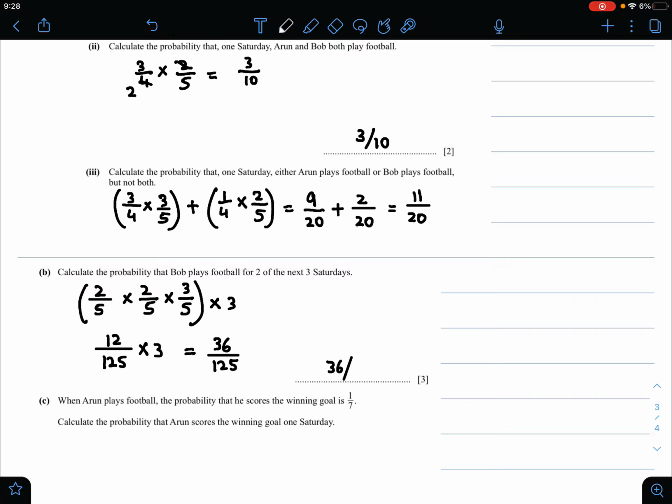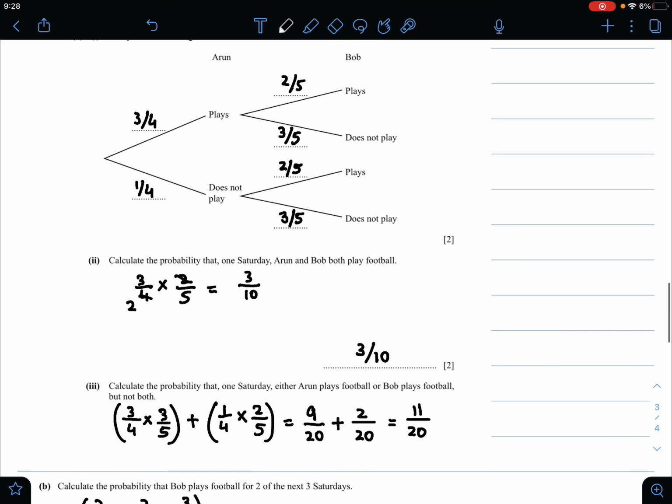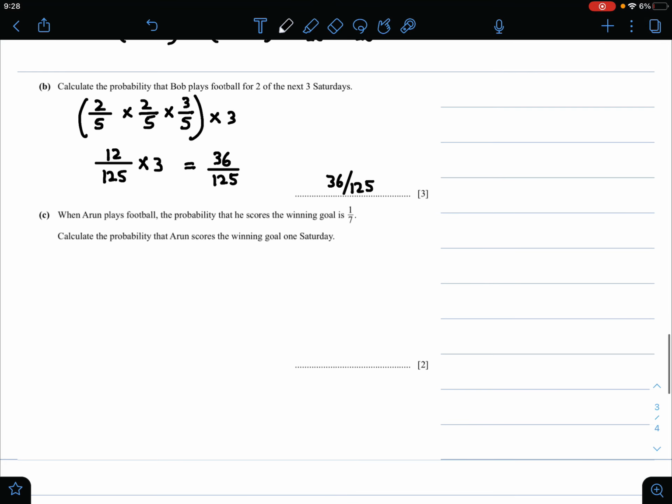Now let's move on to part C. So for part C, they are asking us, when Arun plays football, the probability that he scores the winning goal is 1 by 7. Calculate the probability that Arun scores the winning goal one Saturday. Okay, so first we have to write the probability of Arun playing the match, which is 3 by 4 as they have written earlier. So 3 by 4 is the probability of him playing the match, and he scores the winning goal, which has the probability of 1 by 7.